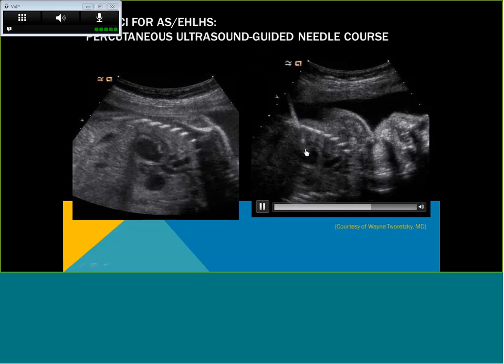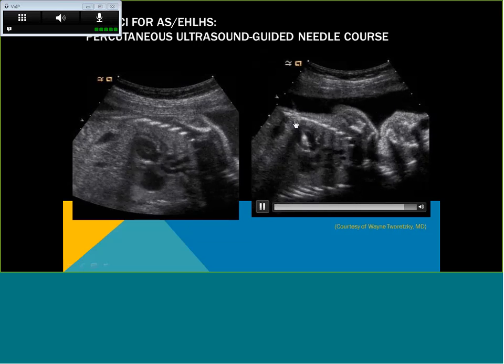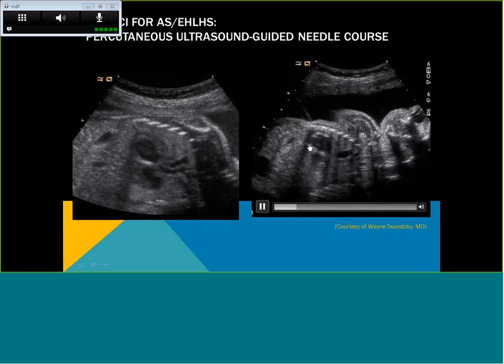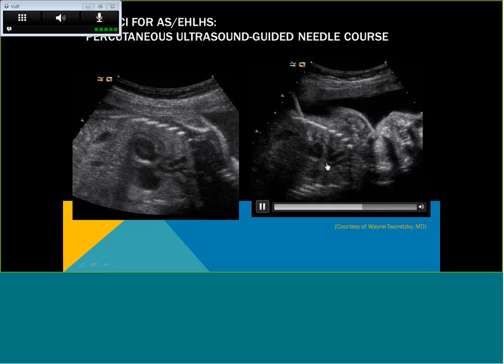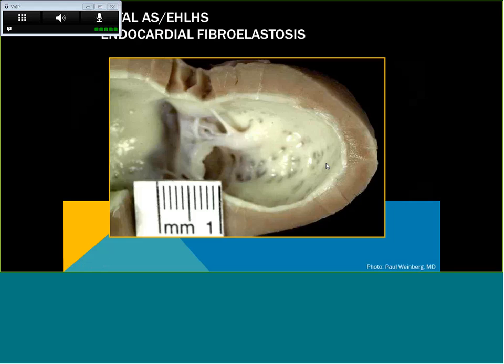So here's the needle going into the dysfunctional left ventricle, and a wire and a balloon is going to be inflated across the ascending aorta to try and relieve aortic stenosis. An important feature of this is the endocardial fibroelastosis, so that echogenic focus was actually the scarring in the left ventricle.